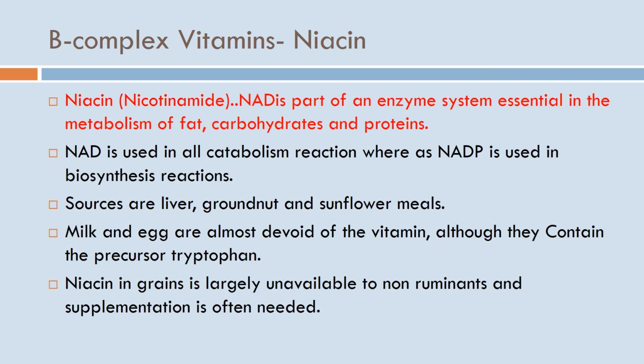So niacin in the form of nicotinamide adenine dinucleotide is a part of an enzyme system essential in the metabolism of fat, carbohydrate, and protein. So NAD is used in all catabolic reactions where NADP is used in biosynthesis reactions. Good sources are sunflower meal, groundnut, and liver. Milk and eggs are almost devoid of this vitamin, although they contain the precursor tryptophan. Niacin in grain is largely unavailable to non-ruminants, and that's why the supplementation is needed.